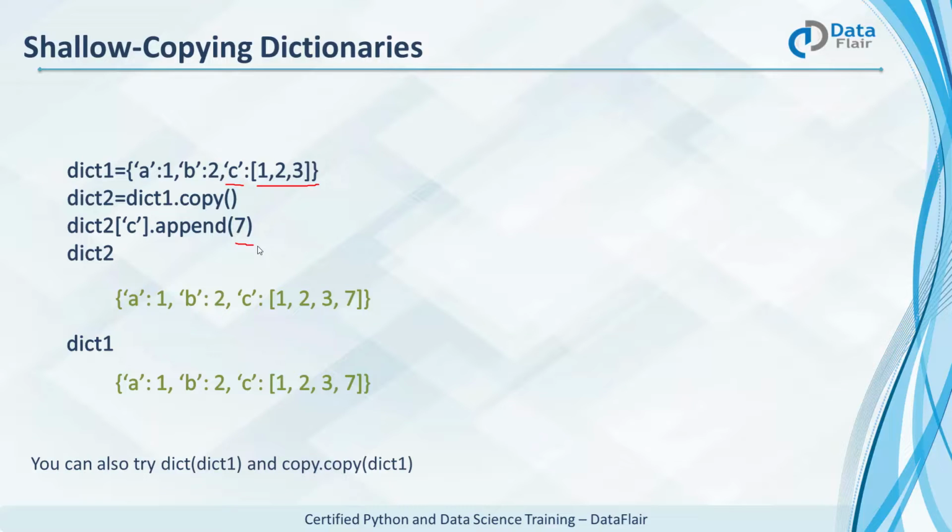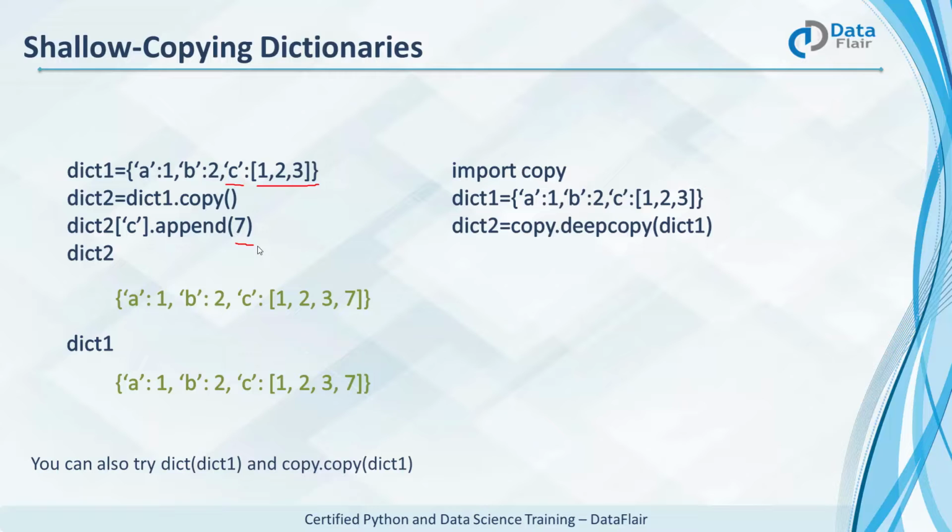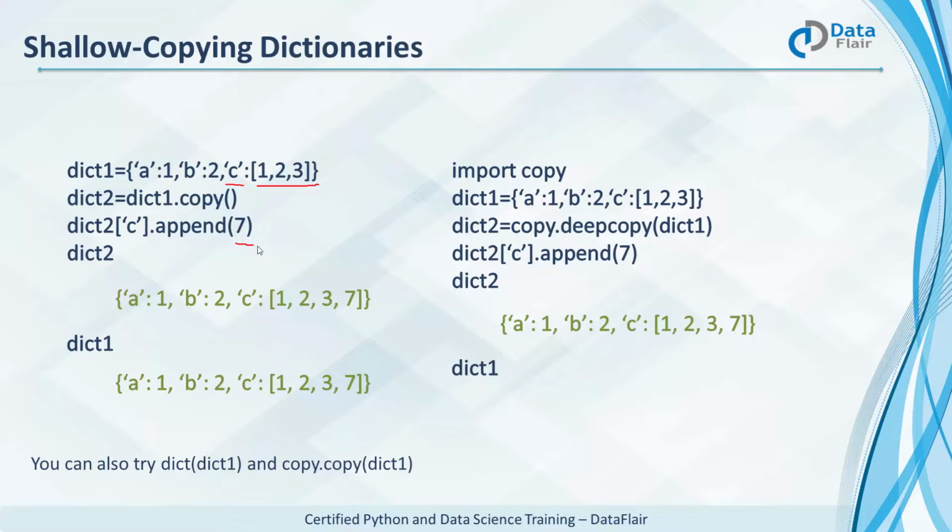Anyway, let's perform a deep copy now. Import copy, dict1 is the same. Dict2 is the deep copy of dict1. Append 7 to the value of C. Now print dict 2. And now dict 1. You can see that the append does not reflect in this. Dict 1 and dict 2 hold different values at this moment.